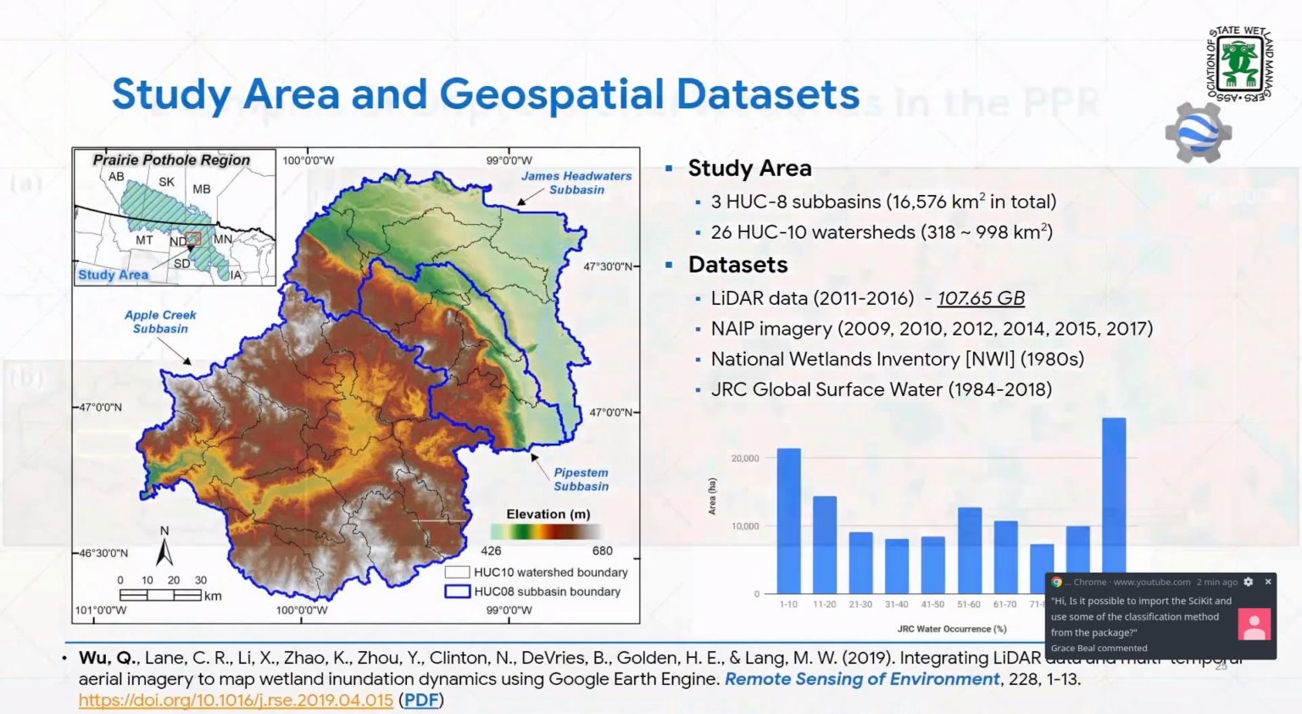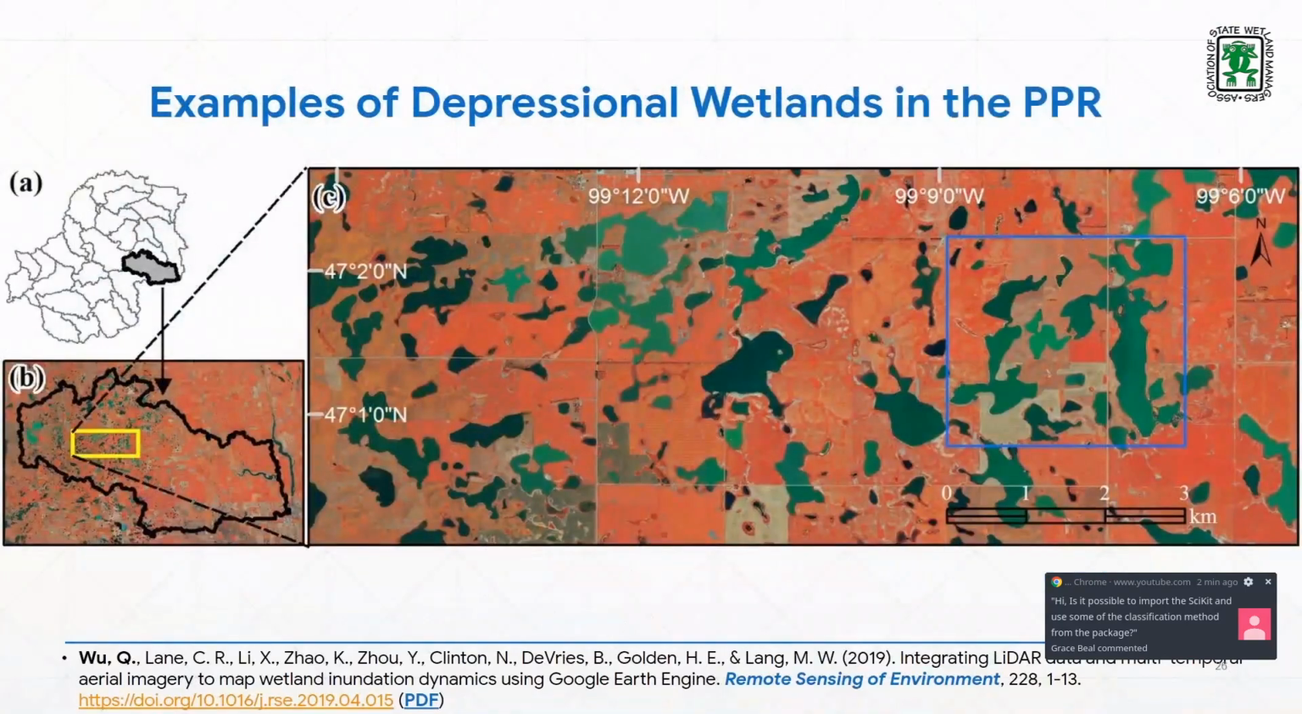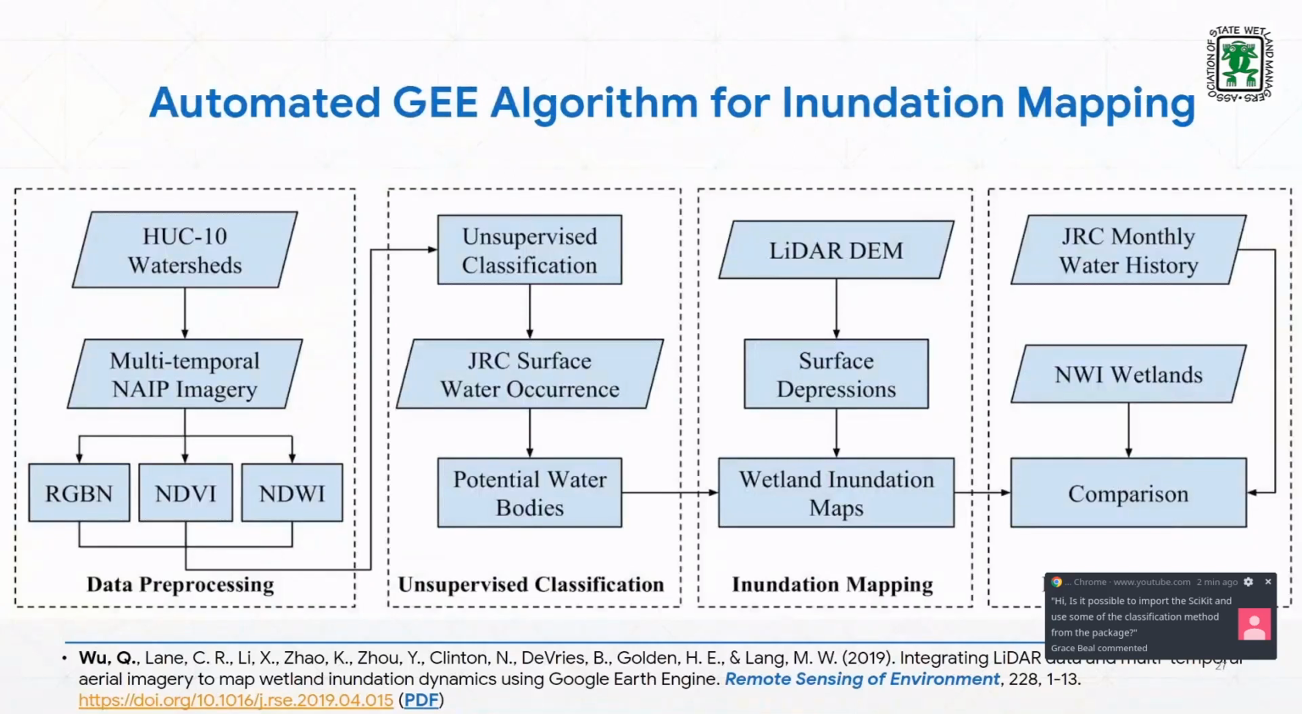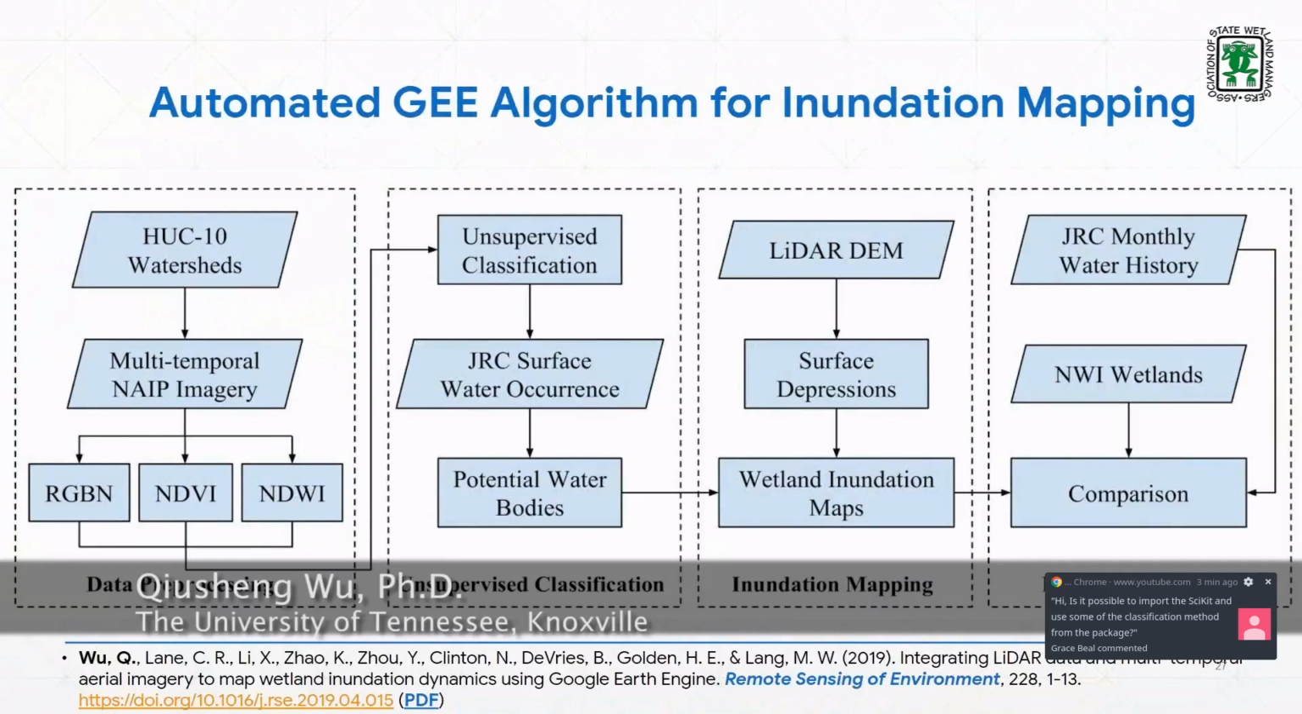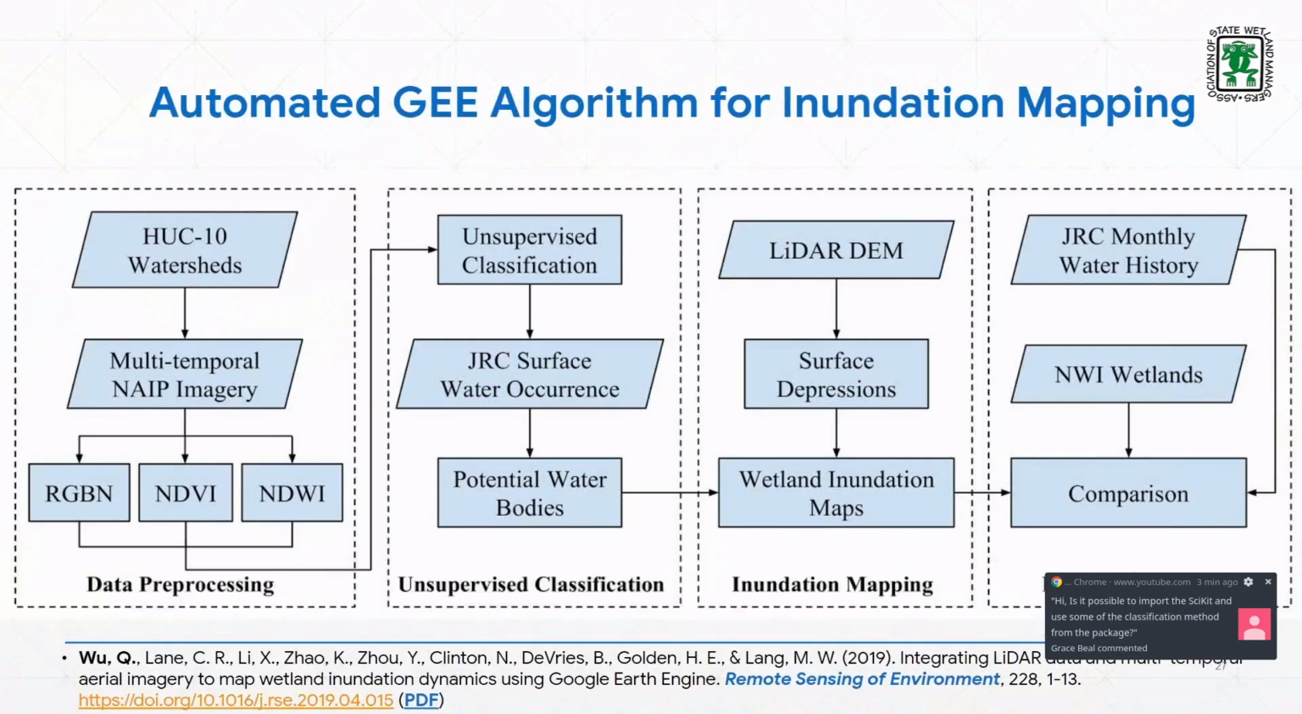Here are more examples of what it looks like on the landscape, and this is the general framework of how we use this. I want to point out that Google Earth Engine is free, but you cannot do everything you want to do. They have a memory limitation. For us, we found that using the HUC-12 watershed is reasonable and can be handled by Google Earth Engine. If you use a much larger area, you will most likely run into memory issues.